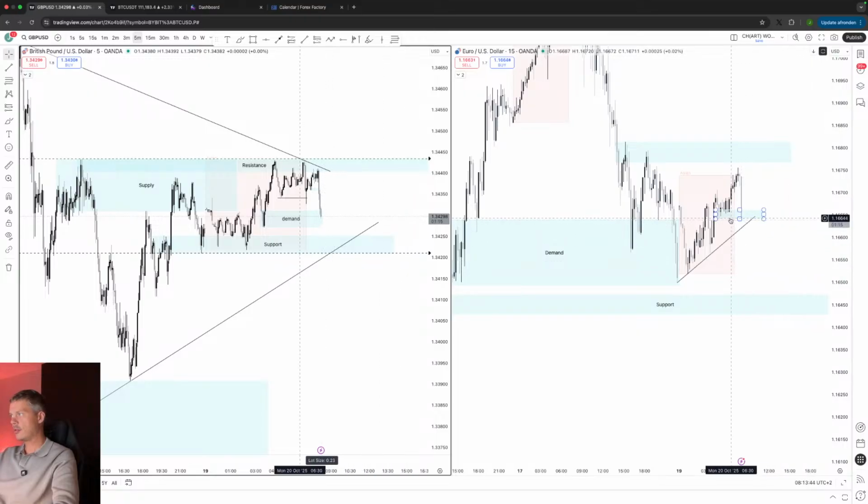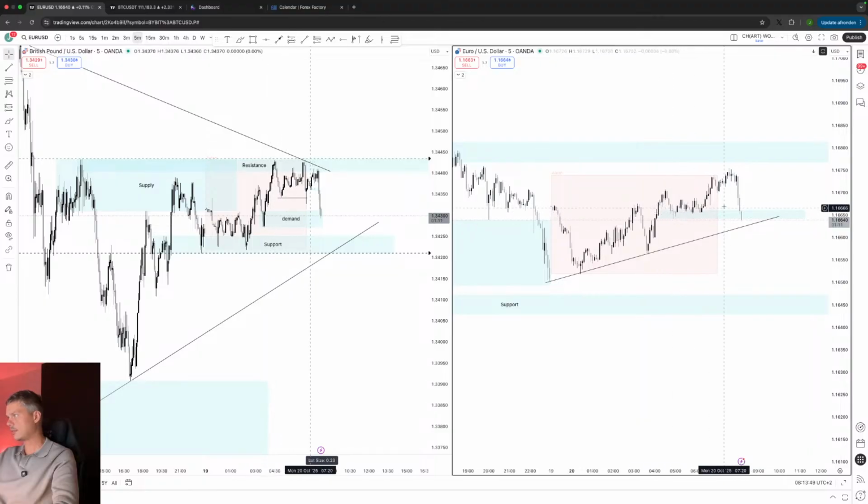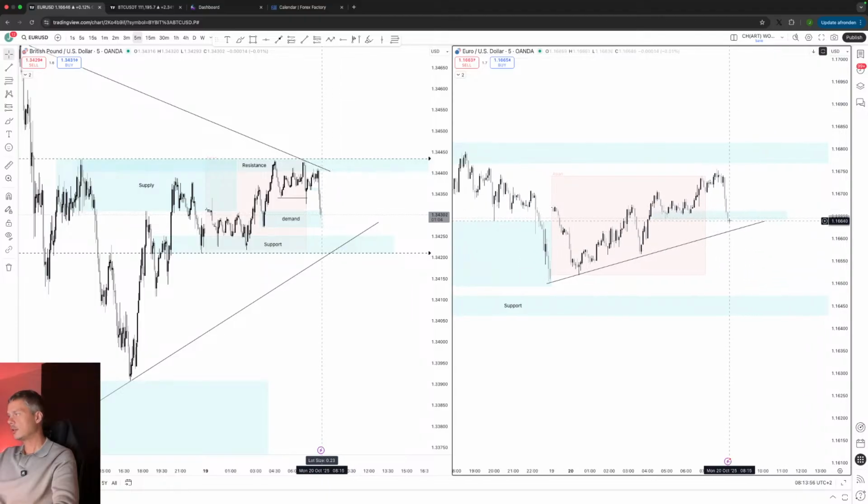All right, EU took out that little support area, let me show you on the 5 minutes. Area of support, took it out. Still have this trend line in place. Definitely want to see that taken as well.